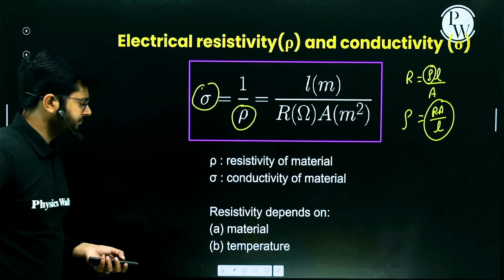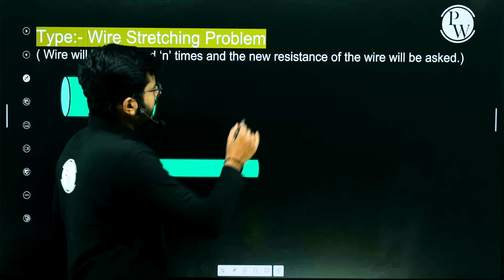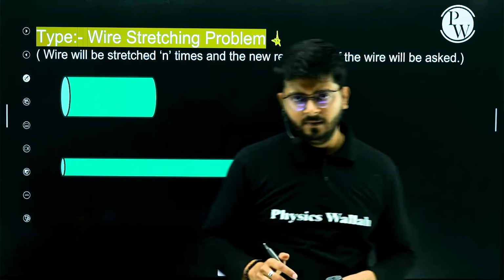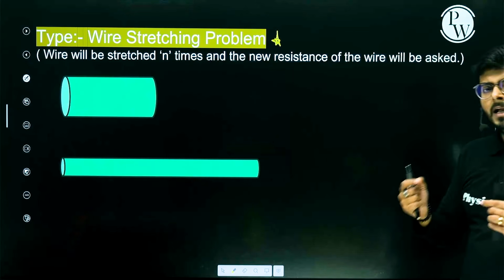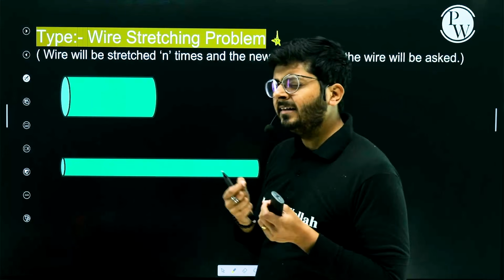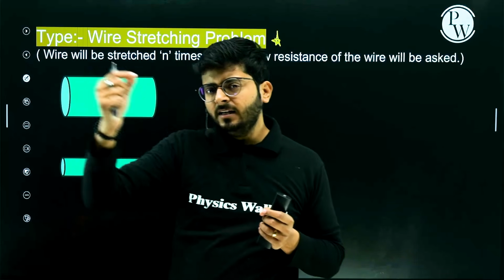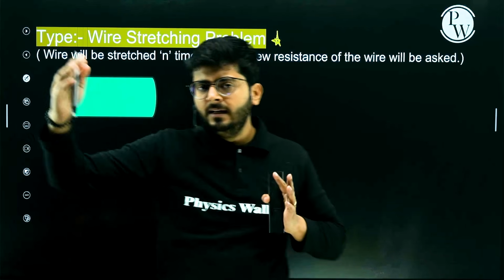Very simple. Now, this is a very interesting kind of problem, and these kinds of problems are asked multiple times in your exam. The type of problem is called the wire stretching problem. As a kid, you might have done this: you are chewing a chewing gum, and when you stretch it, the chewing gum goes thinner and longer, right? So what is happening?